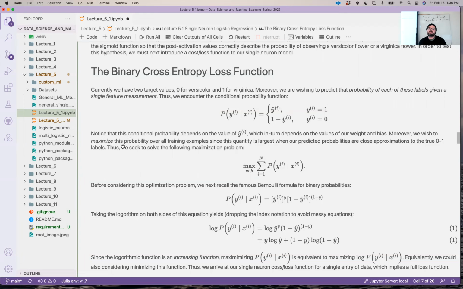We wish to maximize this probability over all training examples, since this quantity is largest when our predicted probabilities are close approximations to the true 0-1 labels. So let's think about that. What does that mean? Suppose we had trained our weights and biases and we're doing really well. Then this y hat should be a good approximation to y. It'll be closer to y.